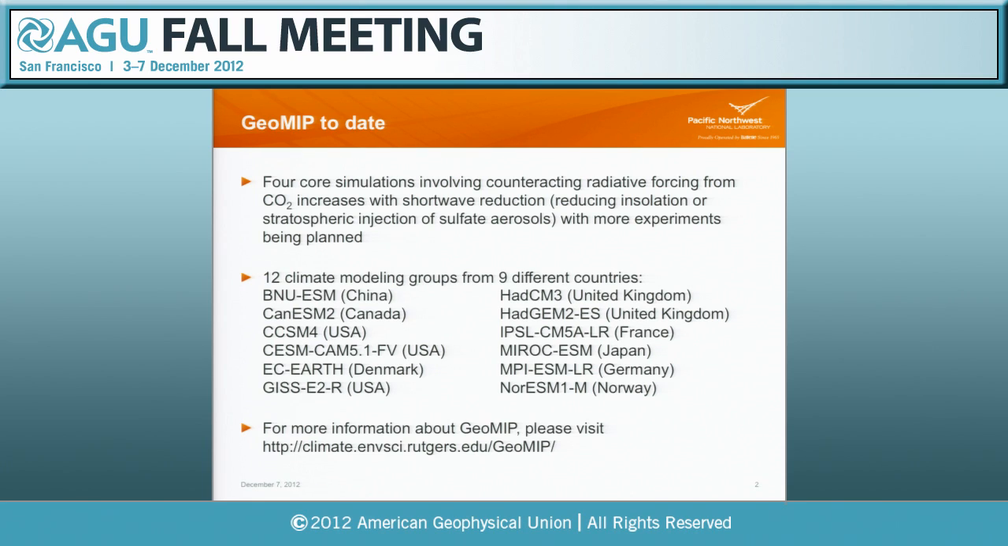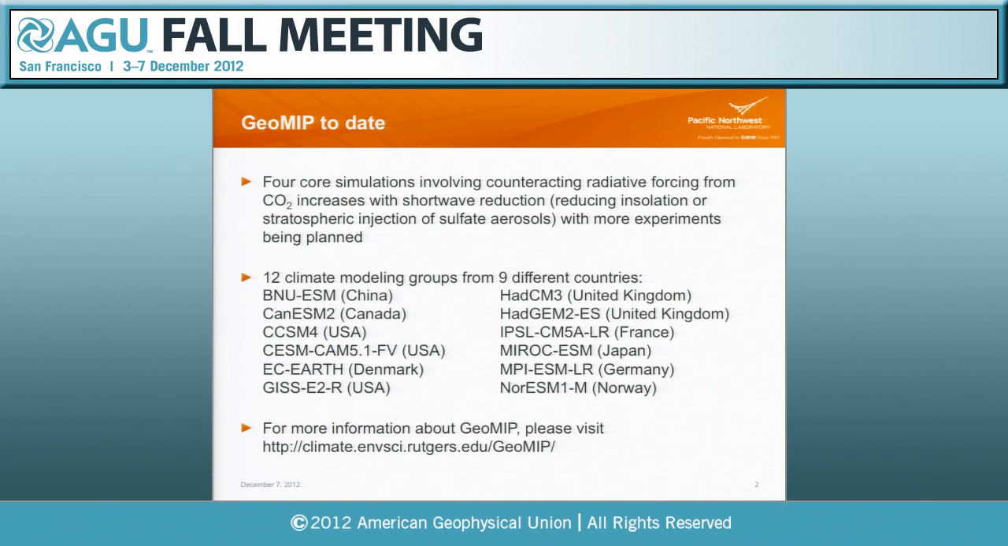So I should first tell you what GeoMIP is, in case you haven't heard of it. What we wanted to do is get climate modeling centers from all over the world to do the same geoengineering experiments so that we could figure out robust features of the climate model response. So we have 4 core simulations in GeoMIP right now. We're working on more.